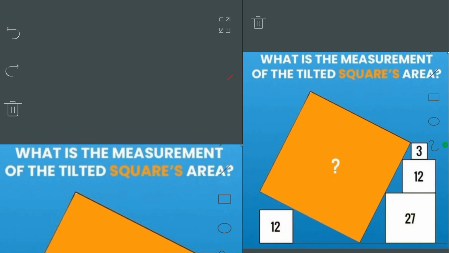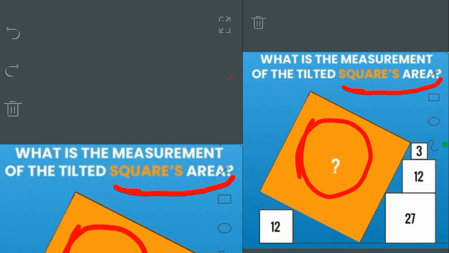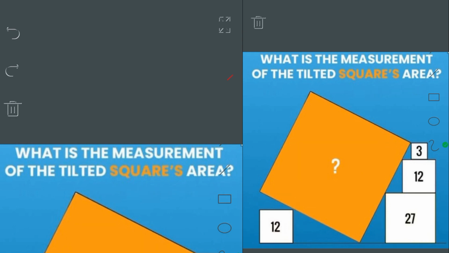In here, we are required to find this answer. This is the colored square. Okay, it's colored orange. Without wasting much time, we can see here we have 12 and we have 27, 12, 3, which give us a total of 42. Right? We all know that this is a square.